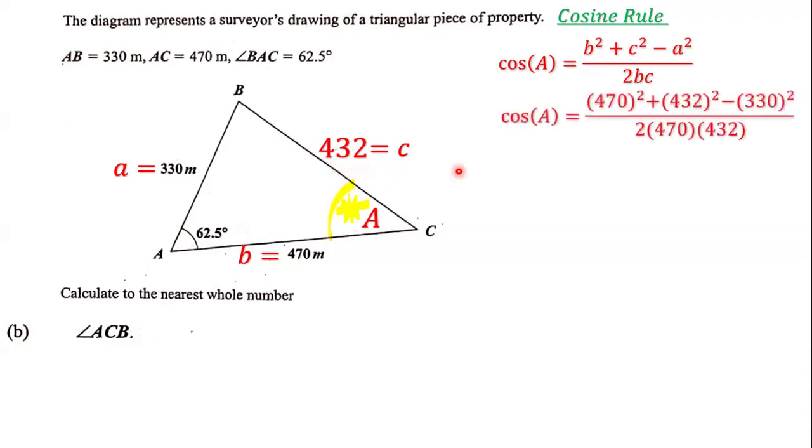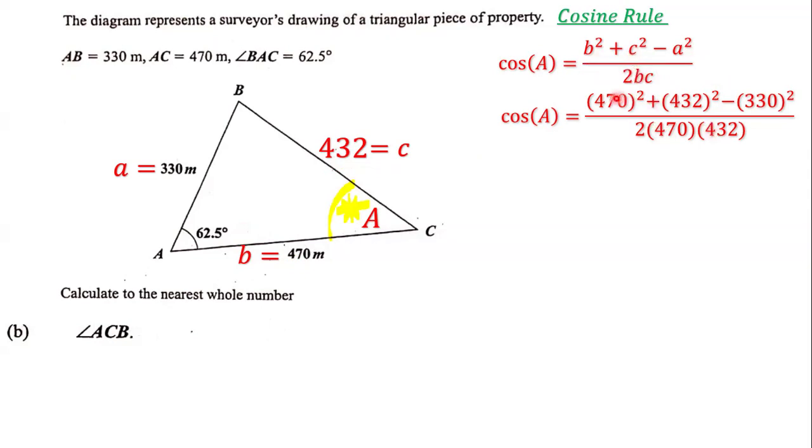And so we substitute our values. B is equal to 470, C is equal to 432, and A is equal to 330.